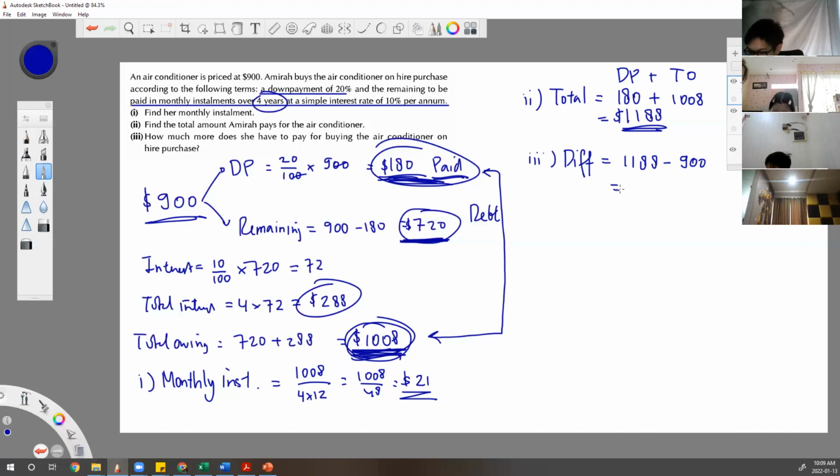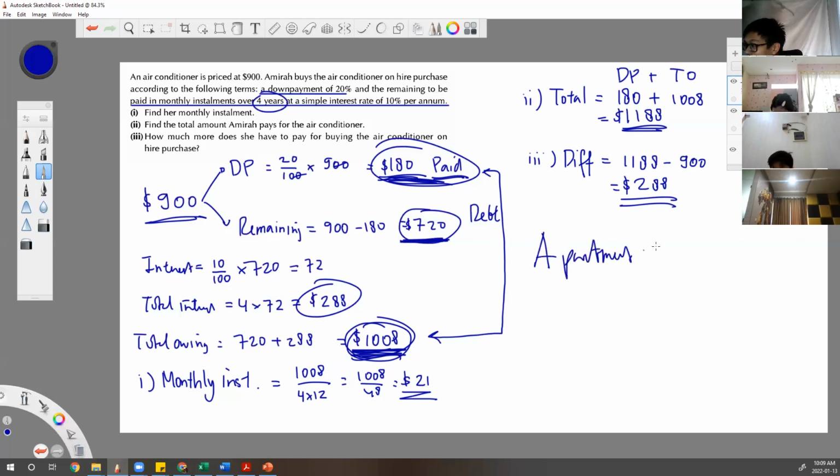Jawabannya 288. Jadi $200 extra, kalau kamu mau nyicil 4 tahun. Ya, bener, nggak apa-apa sih. Saya kasih case, real case ya. I buy an apartment.